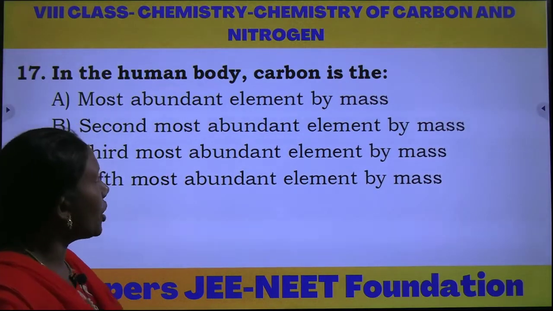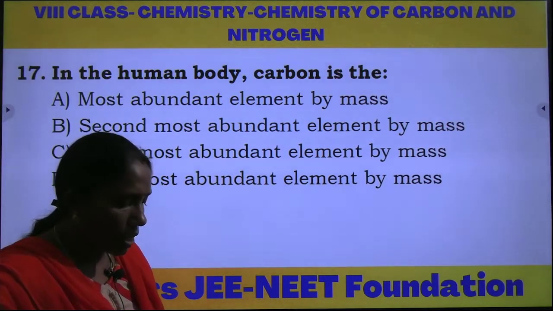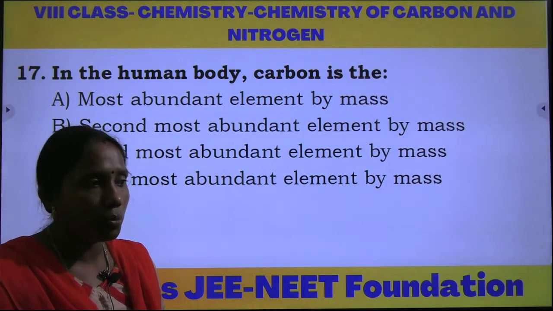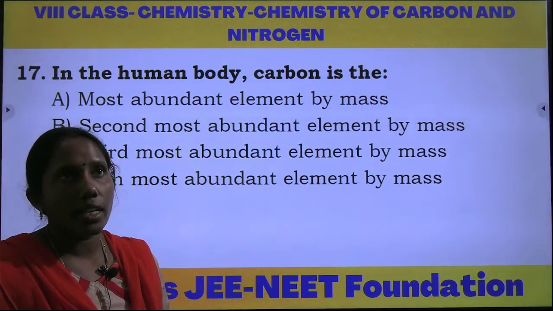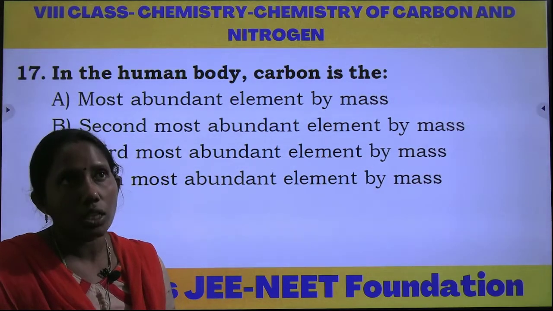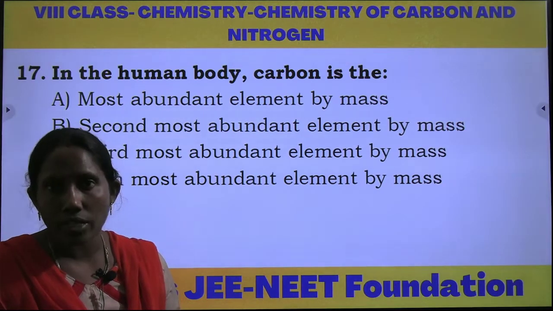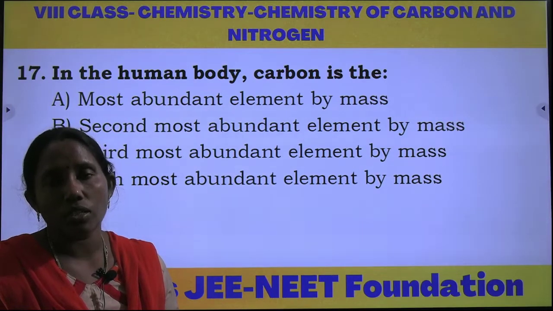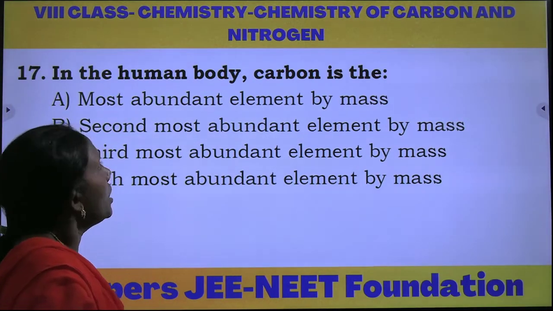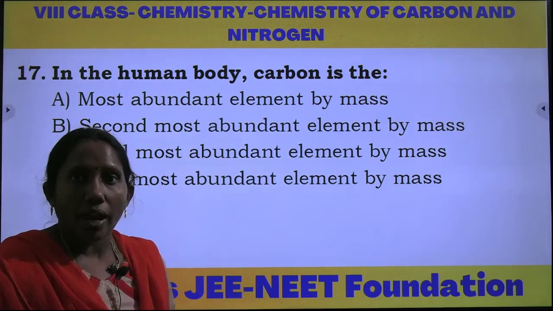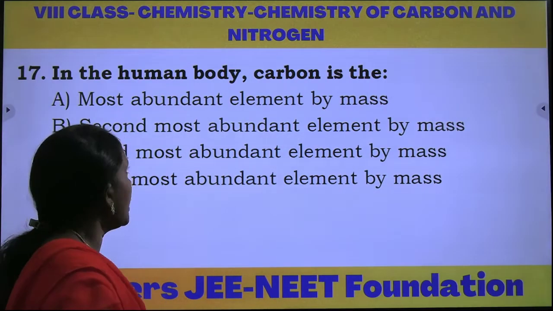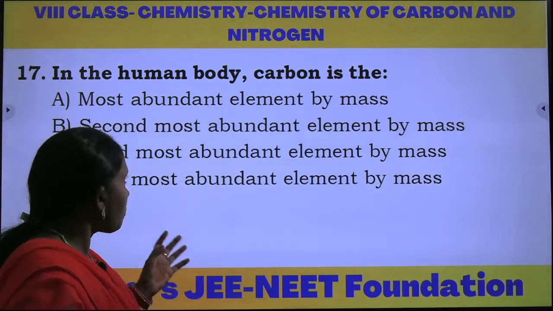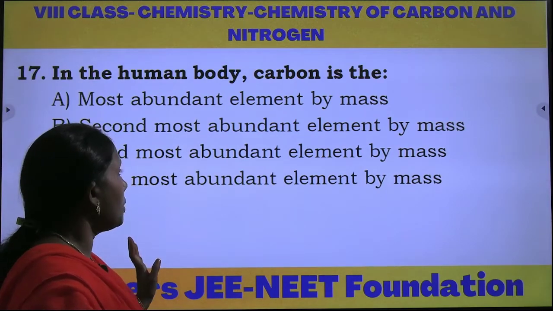In the human body, carbon is the, obviously we know the answer for this question. The first most abundant element in the human body is oxygen. It is nearly 65 to 67%, because 75% of our body is water. In H2O, hydrogen and oxygen, most of the percentage is oxygen. So the first most abundant element will be oxygen, and after that carbon will be the second most abundant element by mass. Okay, so it will be nearly 16% present in the human body.